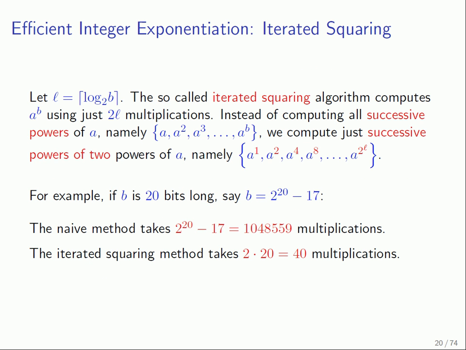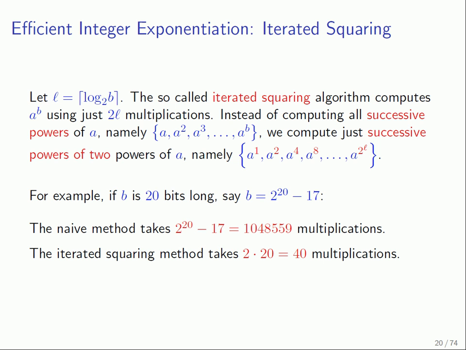Then we explain this iterated squaring idea. So you compute a square, a to the 4. So each time you just square the previous one. And then you just look at the bits where it is 1 and you multiply the appropriate things together. So if you know it, you know it. If you don't, I don't want to go over it, but it's not hard to explain. And I show, for example, if you want to raise to the power 2 to the 20 minus 17, then the naive method takes about 1 million multiplications and the efficient method takes about 40 multiplications.